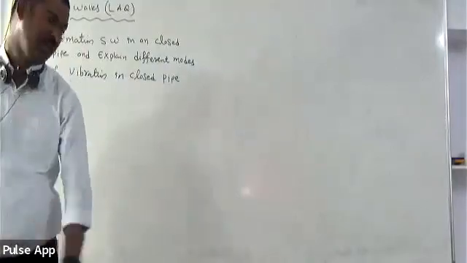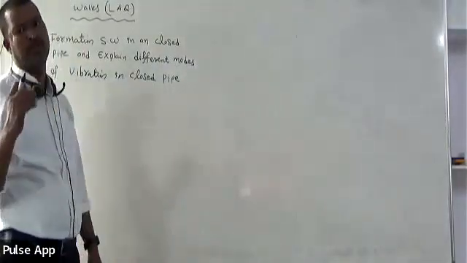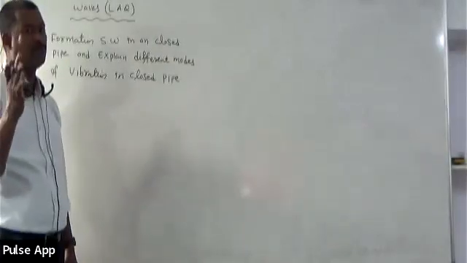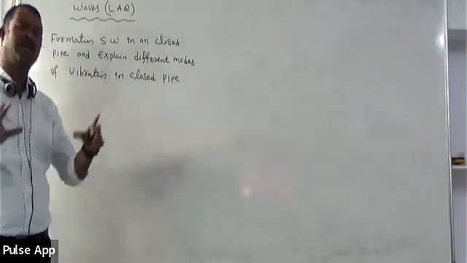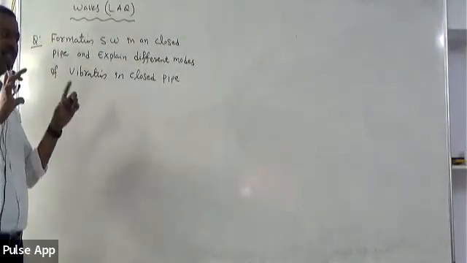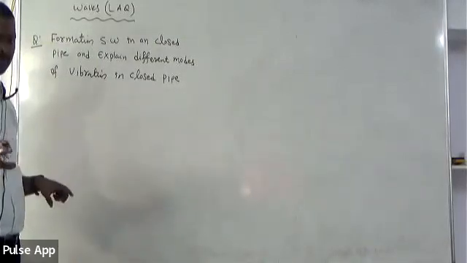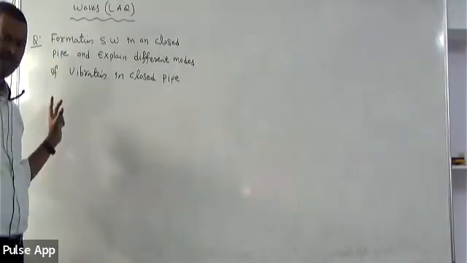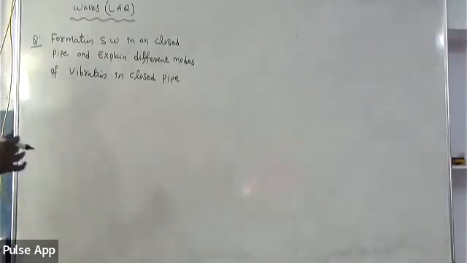That is the question. Now for this, what we have to know, first of all, is what is a closed pipe? We need to write what is a closed pipe. Yesterday I said what is an open pipe, right? So we have to start our answer with what is a closed pipe. Then we need to explain how the stationary wave is formed in a closed pipe. The third one is the different modes of vibration we need to explain, correct? So like that, step by step, we need to write in the answer sheet.